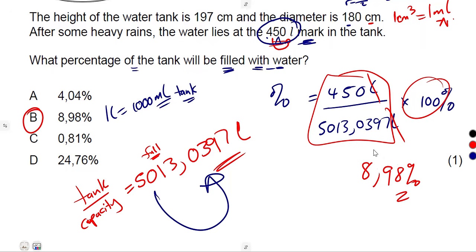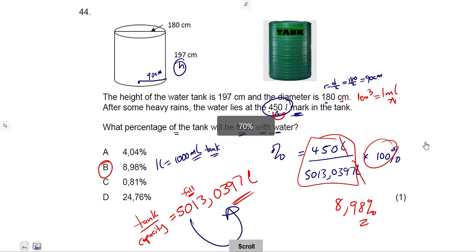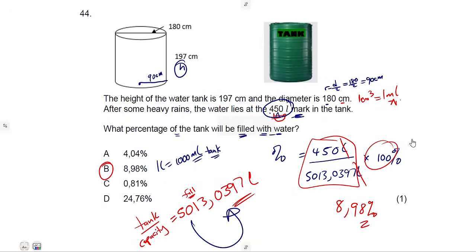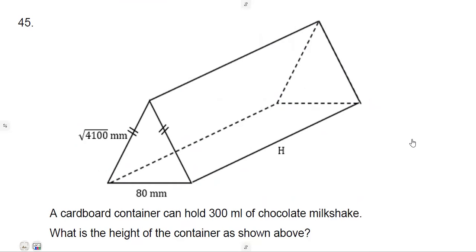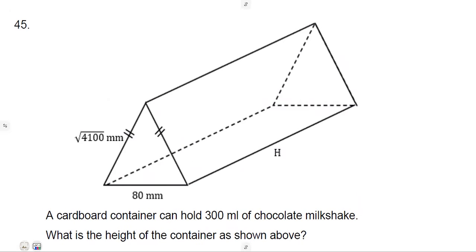So the best answer is what? Is B. So that was it on our question number 44. So guys, you see, they can ask such questions. They want you to be very careful in terms of the units. All right. On number 45, we have got a cardboard container can hold 300 milliliters of chocolate milkshake.